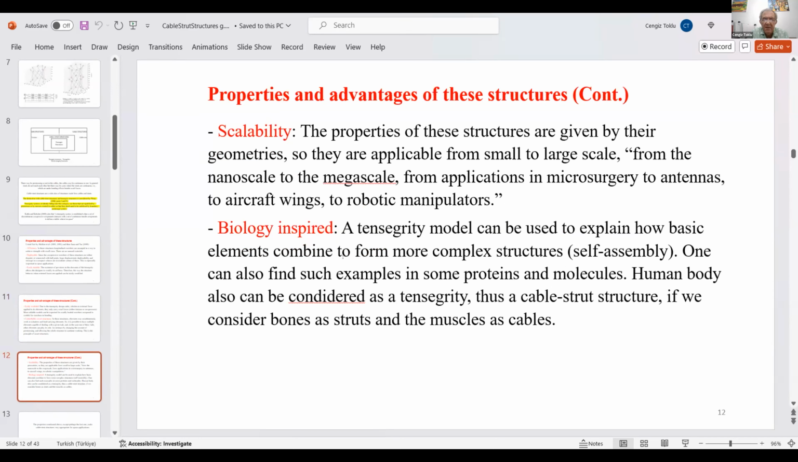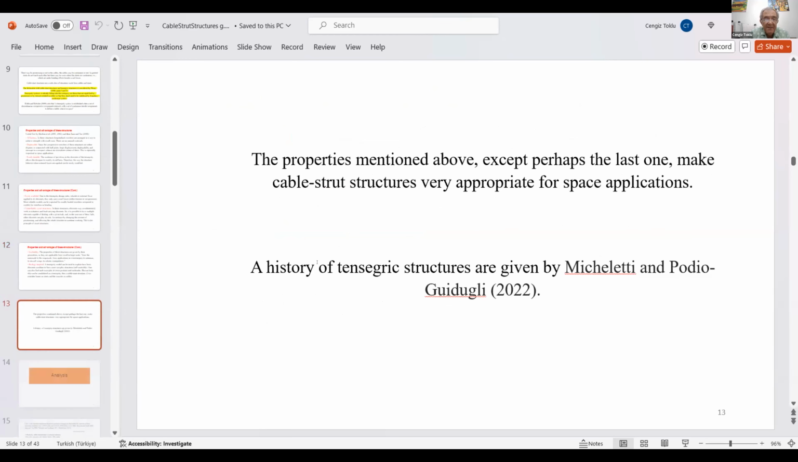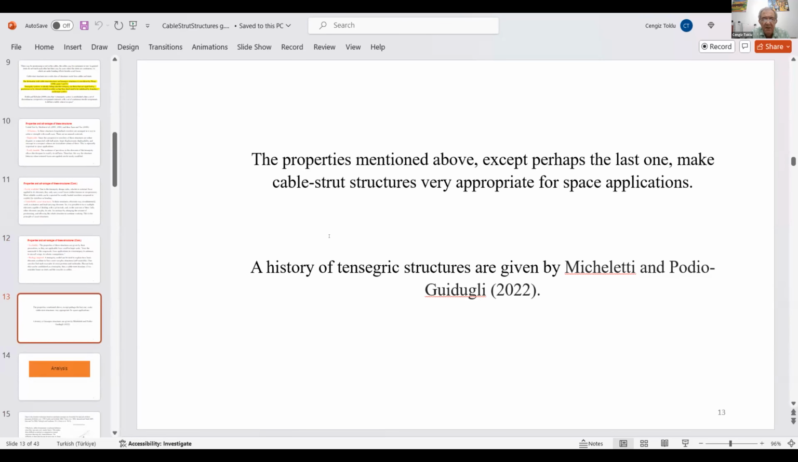They are scalable. That means they may be at a very small scale, or at a large scale. One of the towers that I showed at the beginning is a design for a tower 2 kilometers high, which shows that scale is not very important. A biologically inspired tensegrity model can also be used for defining biological structures, except the last one, which is not important for that purpose.